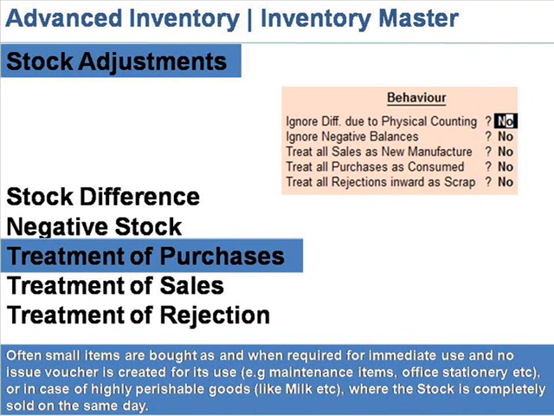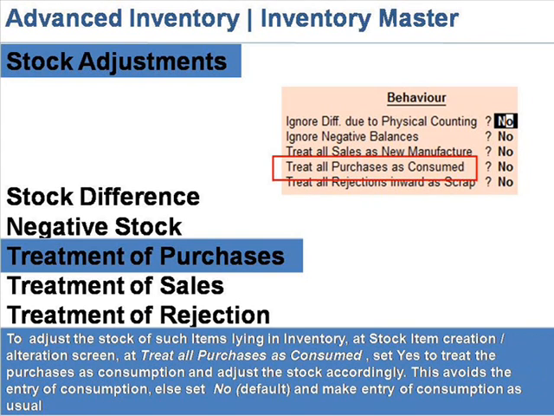Treatment of purchases. Often small items are bought as and when required for immediate use and no issue voucher is created for its use, for example maintenance items of stationery, etc. Or in case of highly perishable goods like milk, etc., where the stock is completely sold on the same day. To adjust the stock of such items lying in inventory, at the stock item creation or alteration screen, at Treat all purchases as consumed, set yes to treat the purchases as consumption and adjust the stock accordingly. This avoids the entry of consumption, else set no, the default, and make entry of consumption as usual.